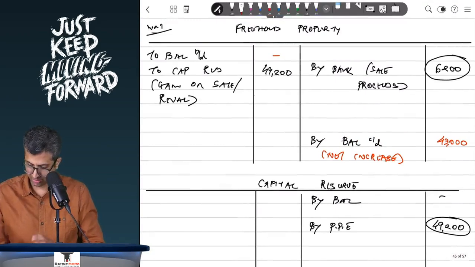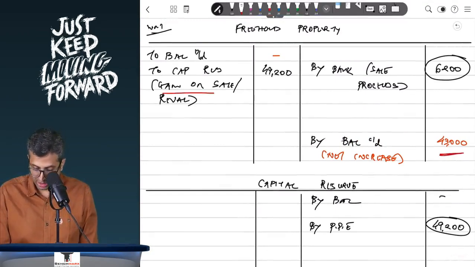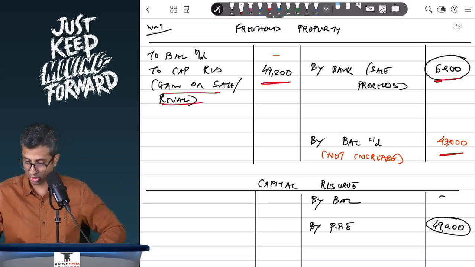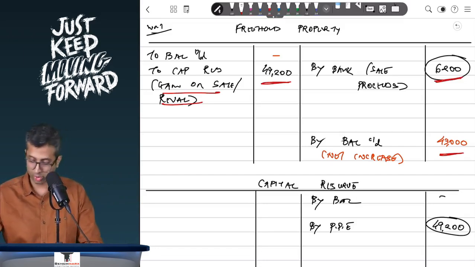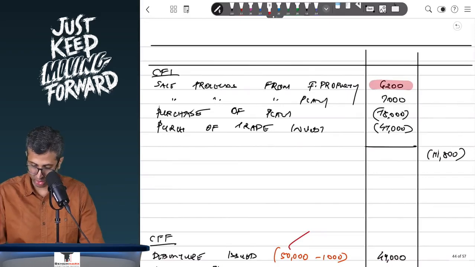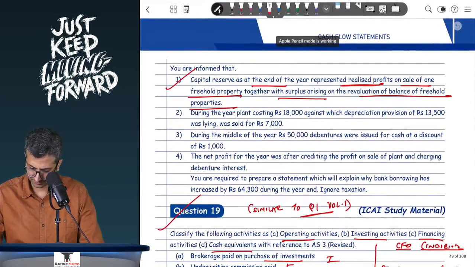I don't know what the opening balance is, I don't know what the closing balance is, but I know that this is increased by 43,000. On sale and revaluation combined 49,200 का debit आया होगा, and then 6,200 would be my sale proceeds, which will go as cash flow from investing. As you can see, 6,200 will be cash flow from investing.